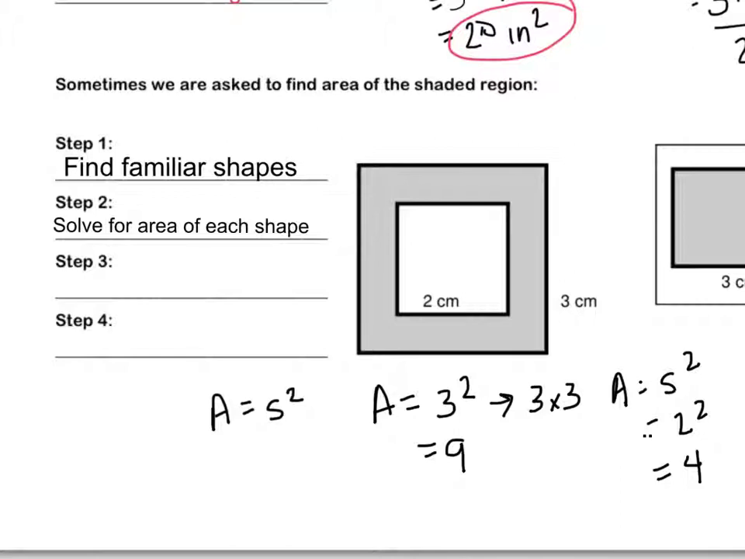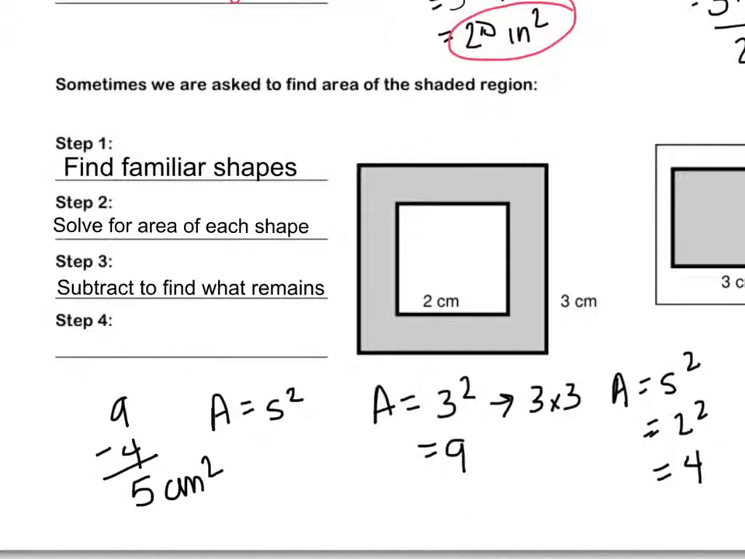Now I have to subtract to find what remains. That is step 3. So I have 9, and I'm going to take 4 away from it, and I would have 5, and our units is centimeter squared. And so what that's telling you is that if this is your shape and that is not there, what is this shape in between there, in between the two lines? So there we go. So what it's really asking for is the area of that shape right there, not including that center part.